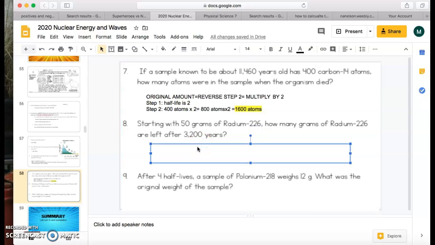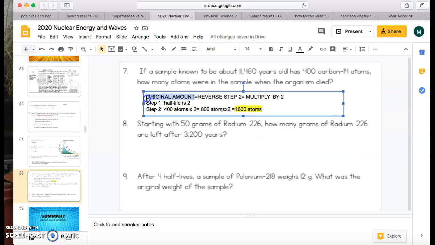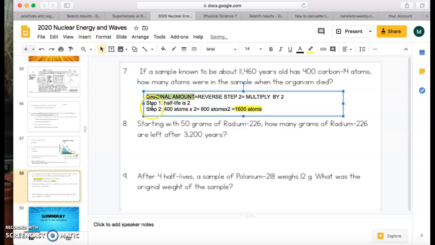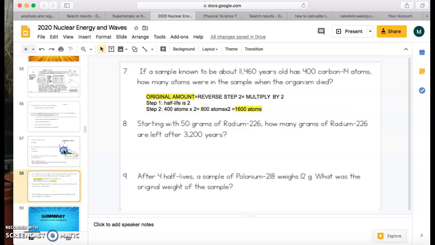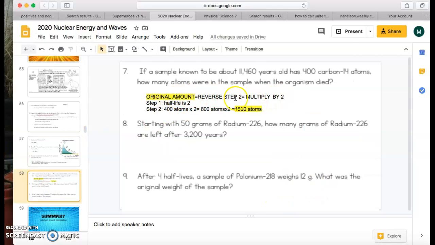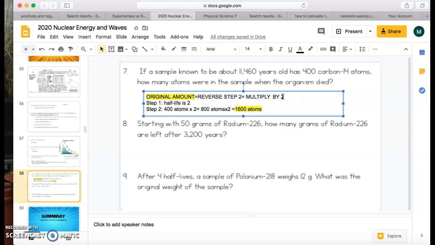Okay? So anytime it's looking for the original amount, you do everything the same except for step 2. What is step 2 again? Divide our original amount in half the number of times we got in step 1. Here, we're only going to reverse it and we're going to multiply by 2.